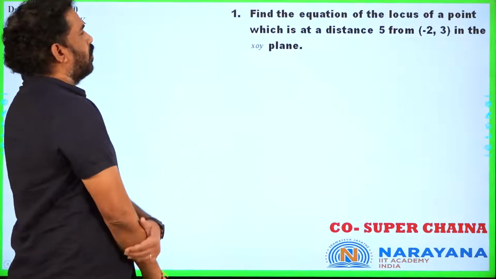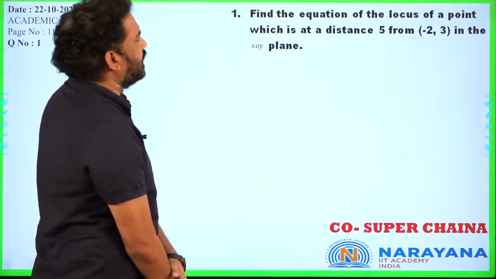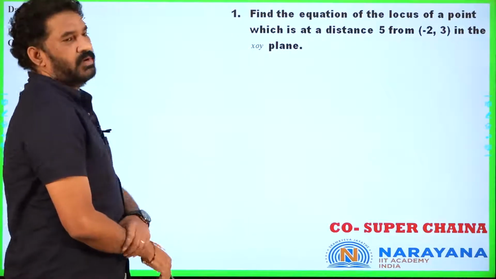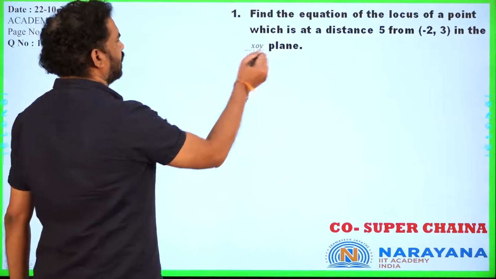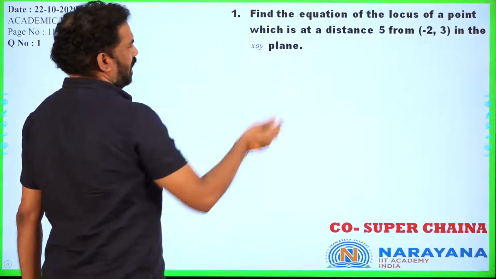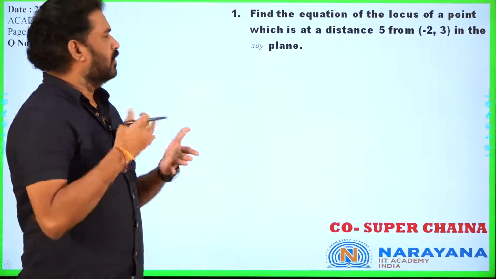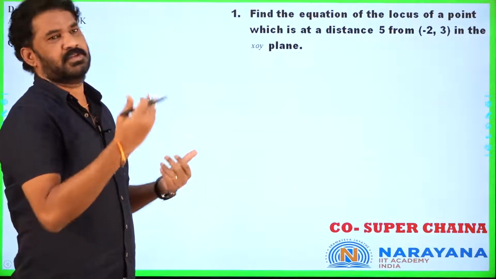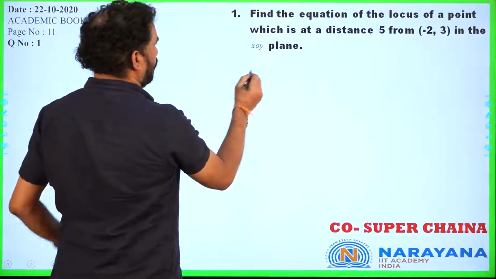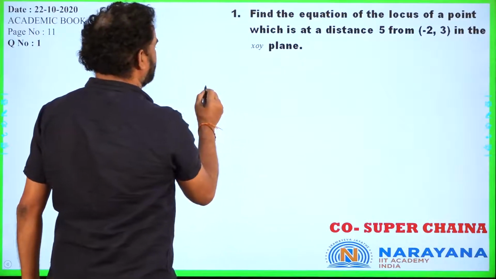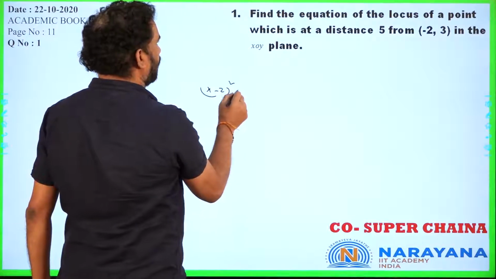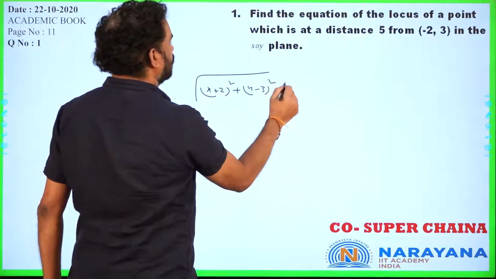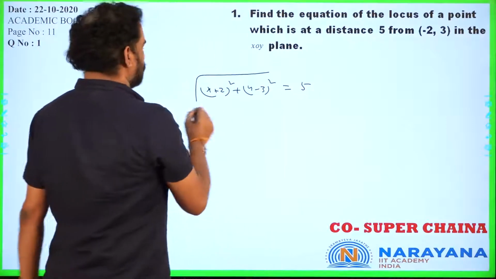Find the equation of the locus of a point which is at a distance of 5 from (-2, 3) in the xy plane. So simple question. It is obviously the definition of a circle: the locus of a point which is at a fixed distance from a fixed point. So the distance between (x, y) and (-2, 3): under root of (x plus 2) whole square plus (y minus 3) whole square is equal to 5. Make it whole square.